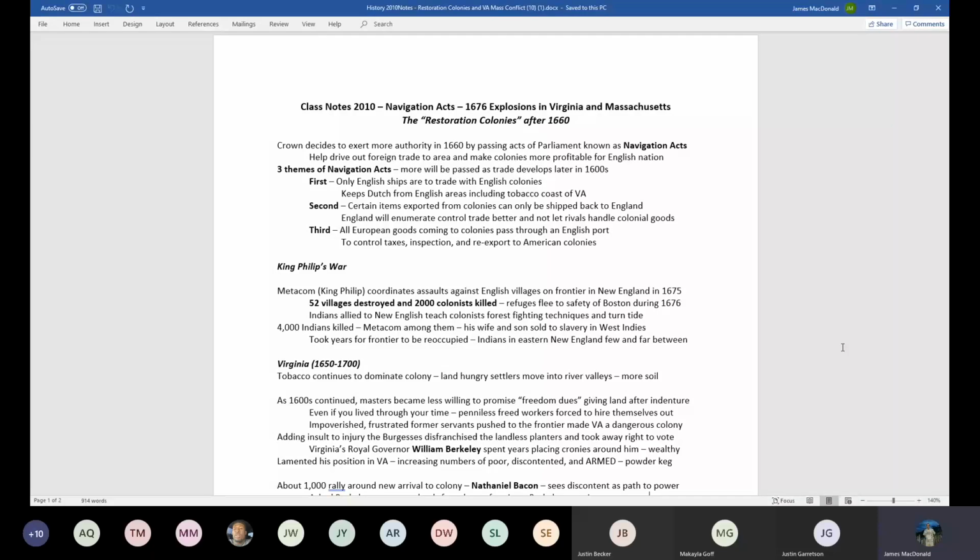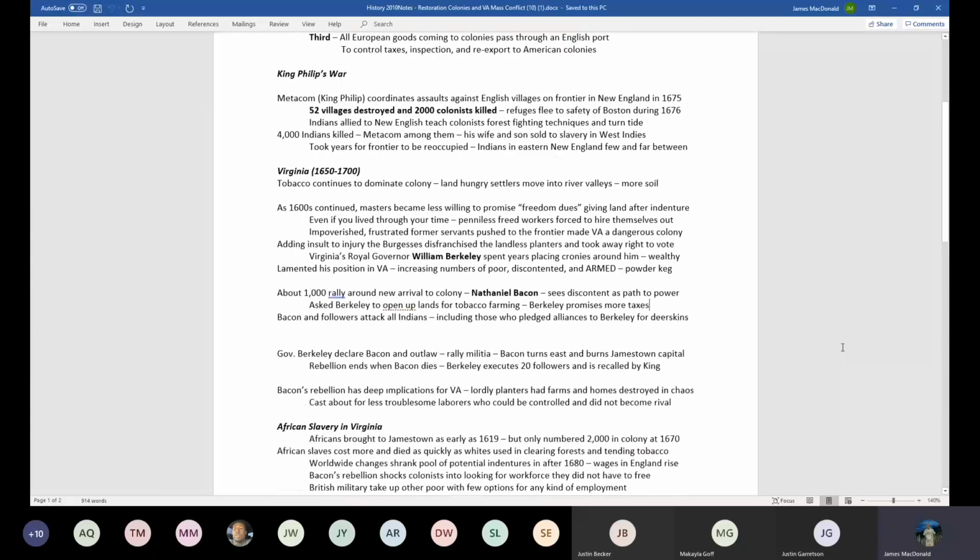The English also want to exert more political control, but they have a little bit more trouble with that because of two events that take place by coincidence in 1675 and 1676. The first is called King Philip's War, and this is a reference to an Indian in New England whose Indian name is Metacom, or sometimes it's known as Metacomet. But Metacom, to the whites in New England, he's known as King Philip. He leads an assault against several areas of New England along the frontier in Connecticut and Massachusetts, beginning in 1675.